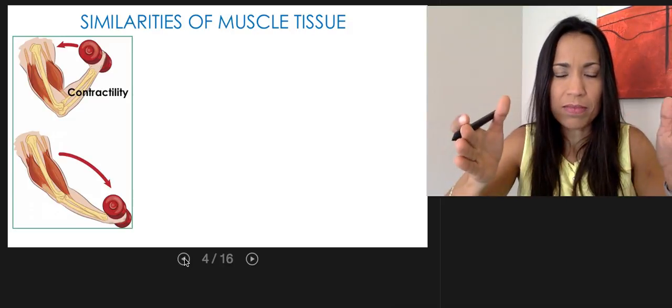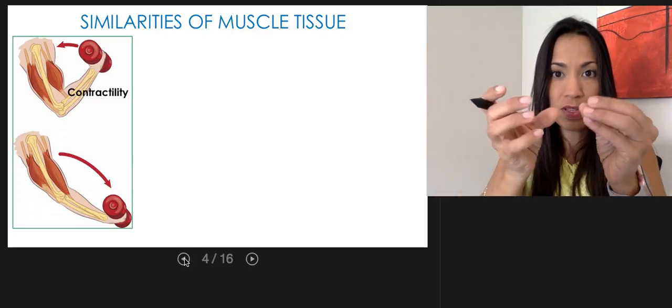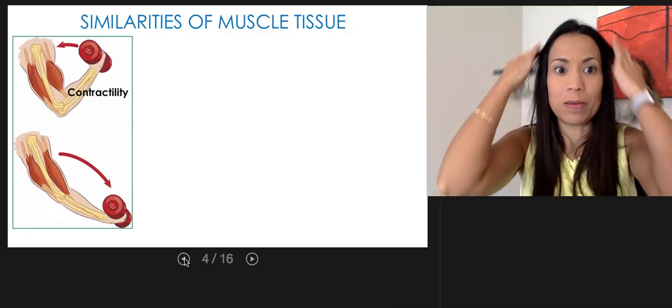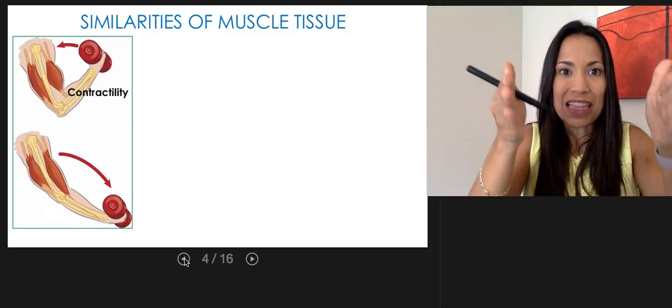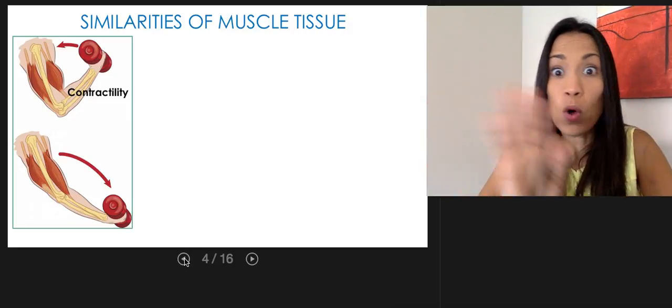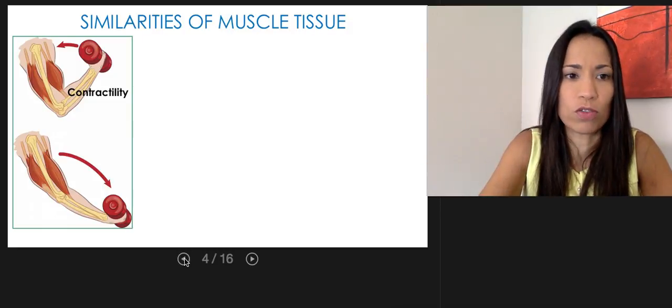When you contract something, you make something shorter. When you contract two words and put them together, I am, you are making it shorter. So during contraction, the length of the muscle shortens. Okay, all of them act like that. All of them shorten during contraction.